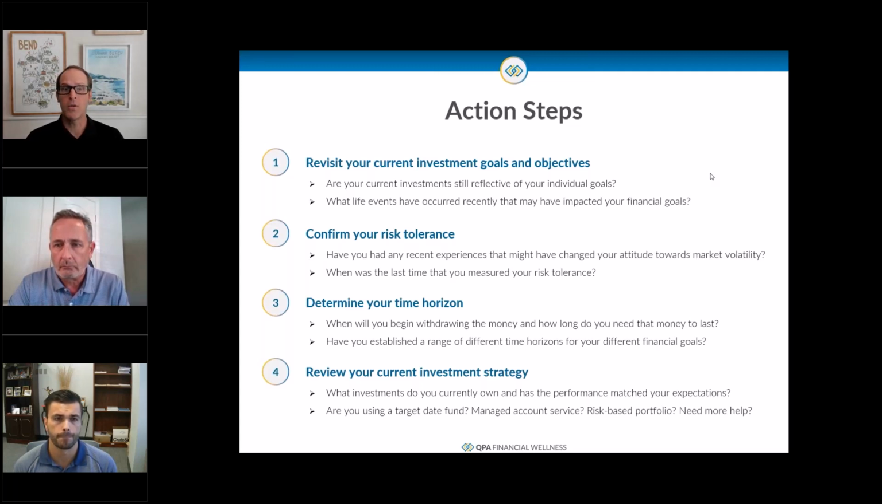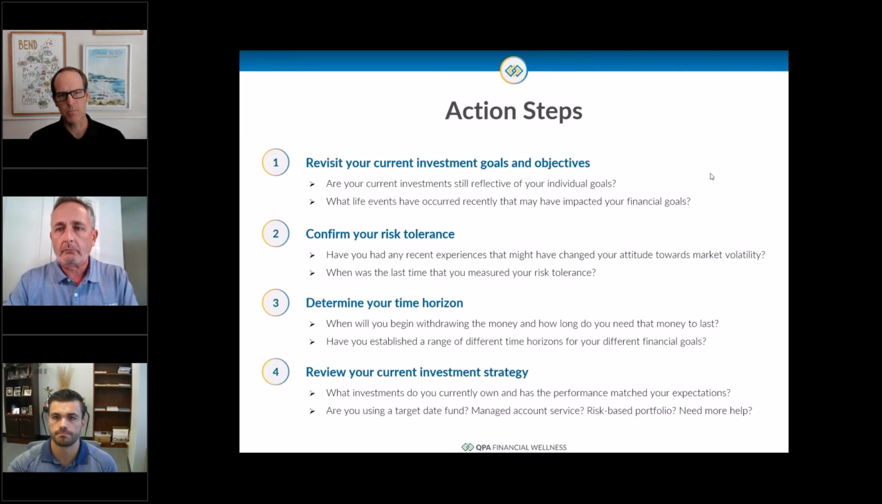And then also, are there any recent experiences that have happened in your life that now have changed your attitude towards market volatility or towards risk, right? As people are getting closer to retirement, oftentimes they do have a heightened sensitivity to risk, okay? And maybe it's time to taper back that risk or maybe adjust your investment strategy as you're getting close to the year that you're planning to retire.